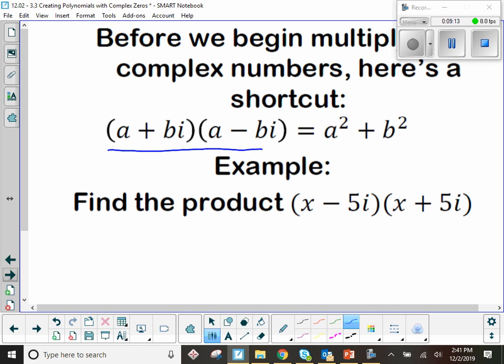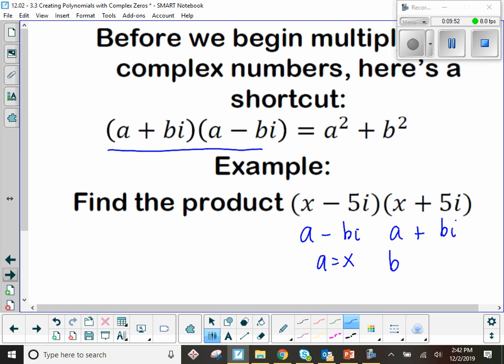So if you have 2 complex conjugates being multiplied like we do here, you can skip all the foiling process and simply just square the A term, square the B term, and add them up. The only thing is you have to be able to figure out which is the A and which is the B. So in this specific example right here, I'm going to rewrite this in general form here. We do have an a plus bi and an a minus bi. What's in the A spot in this example? x. So a is x.